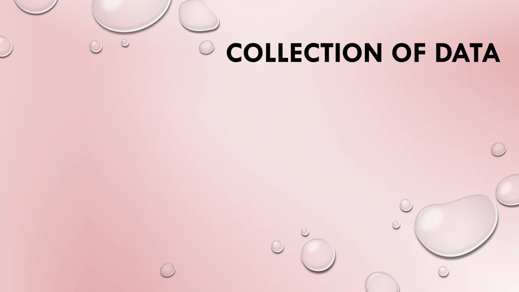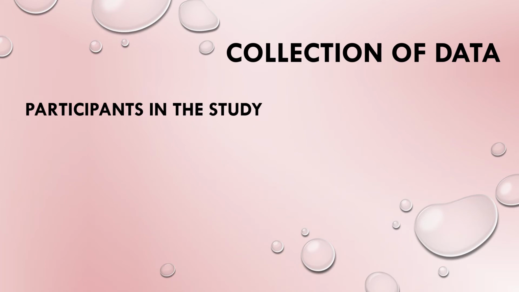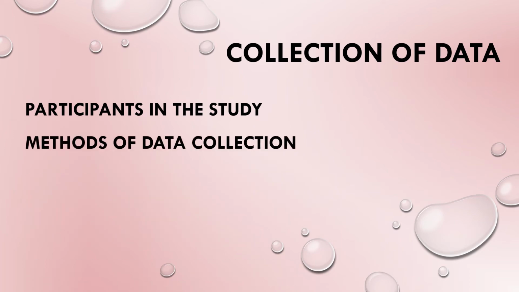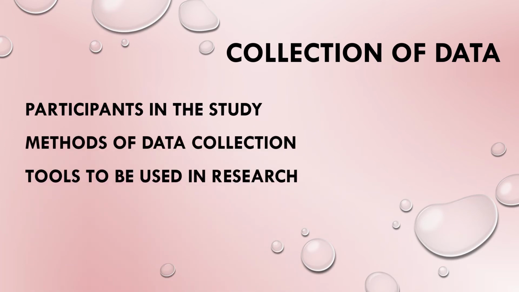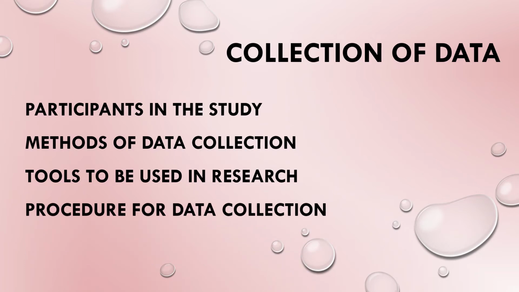Collection of data. This is the second step. It includes participants in the study, methods of data collection, tools to be used in research, and procedure for data collection. So data collection requires developing a research design, or a blueprint of the entire study. And we need to decide on four of these things: participants, methods of data collection, tools to be used, and the procedure for data collection.